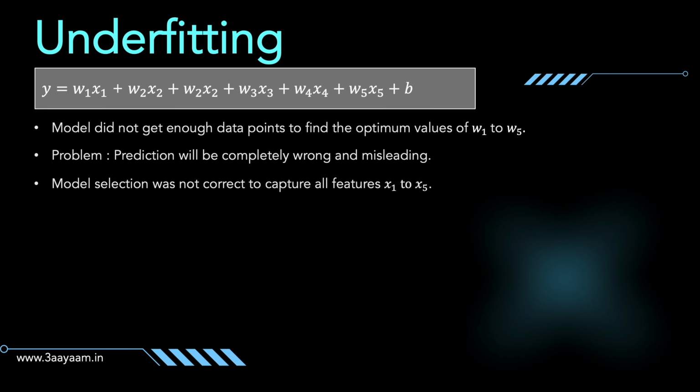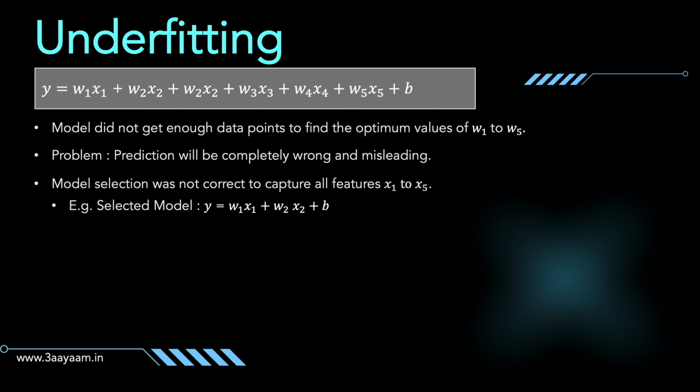The reason for underfitting can be that the model selection was not correct and the model was selected in such a way that it was not able to capture all the features. Here we have only 5 features, but when we talk in terms of GenAI, the number of features would be maybe in millions or billions. And if the model selection is not correct, then the mathematical function will not be able to capture all these features. So that is one of the reasons of underfitting.